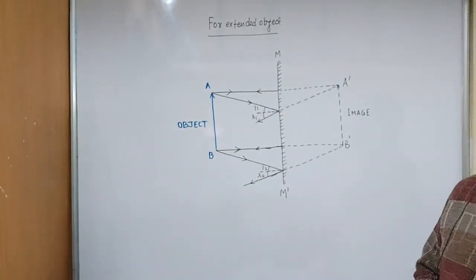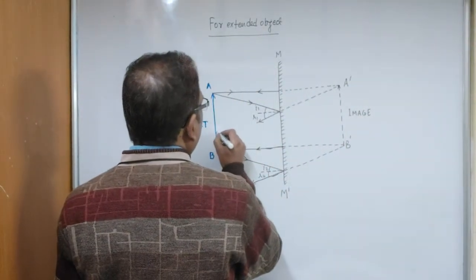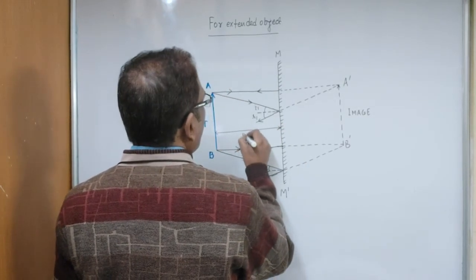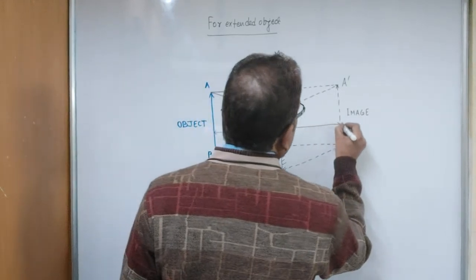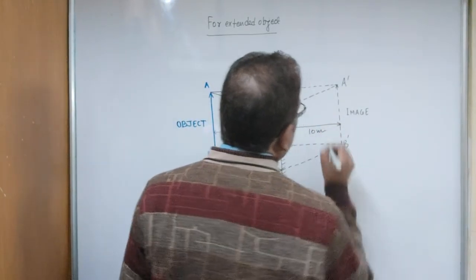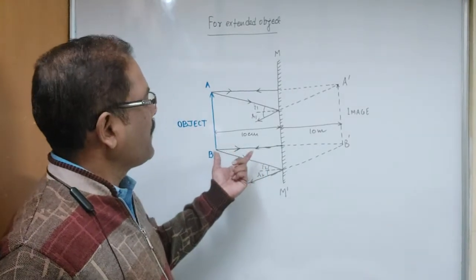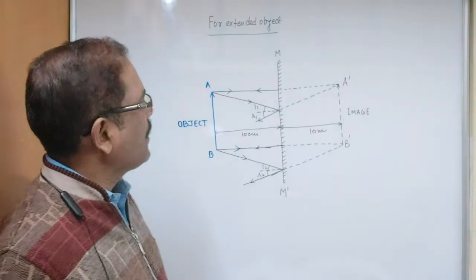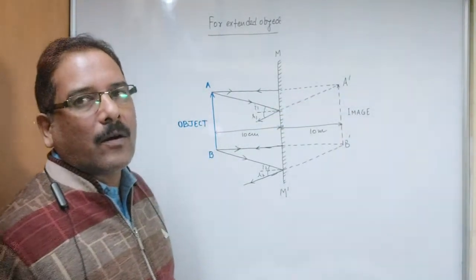So if you look at the diagram here also, you will find that if this distance is suppose 10 centimeter, then this distance is also equal. It should be equal. It means the distance of the object from the mirror is equal to the distance of the image from the mirror, and the size of the object and the size of the image are also equal.